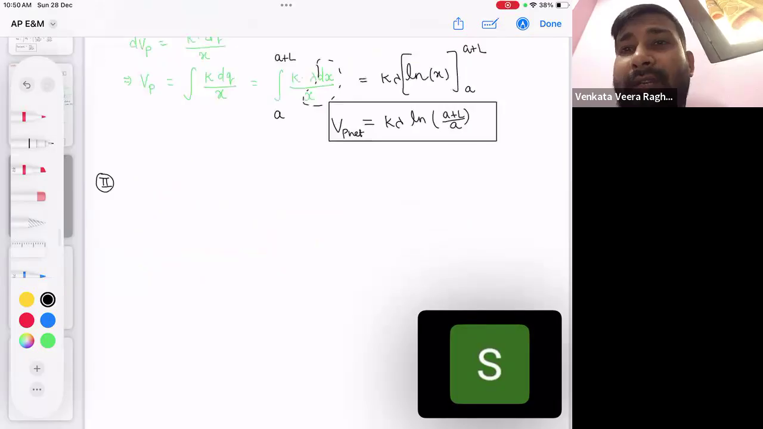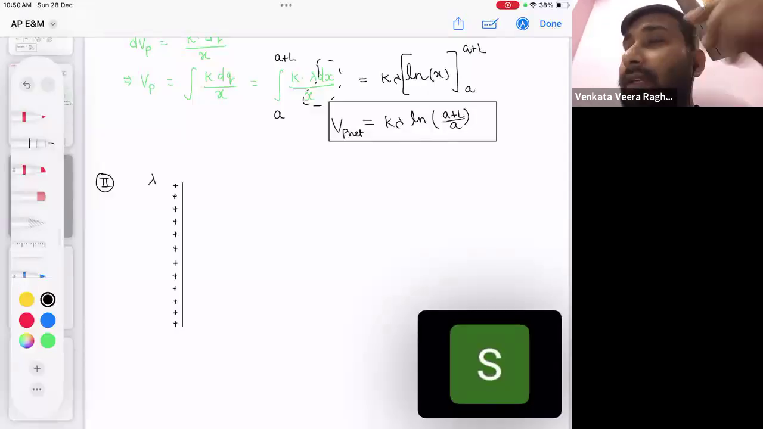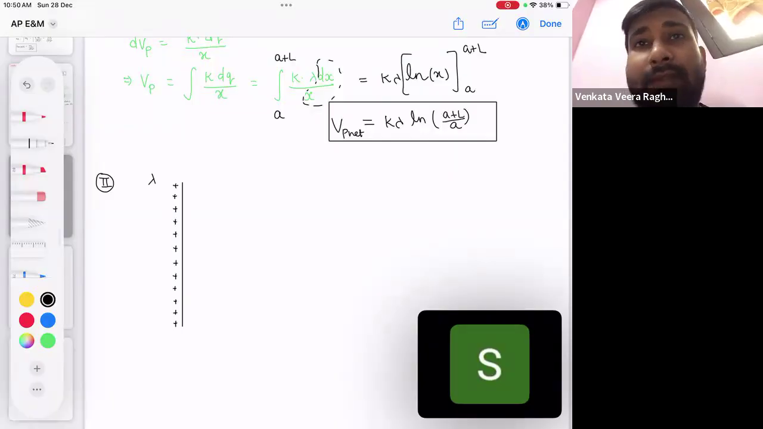See, what will be the approach? Can I say there is a linearly charged rod? Lambda is the linear charge density of the rod. Here I am going to consider the length of the rod as something, L.